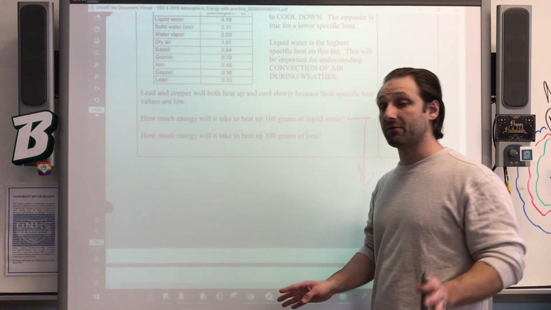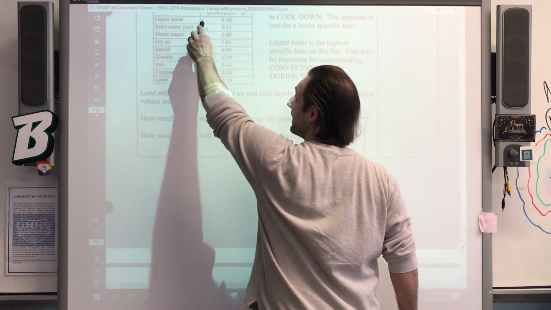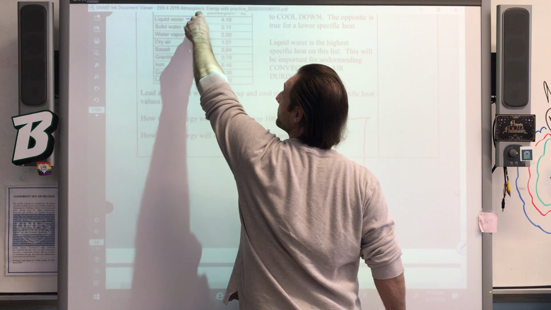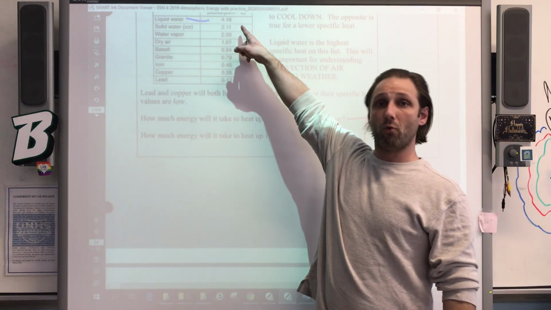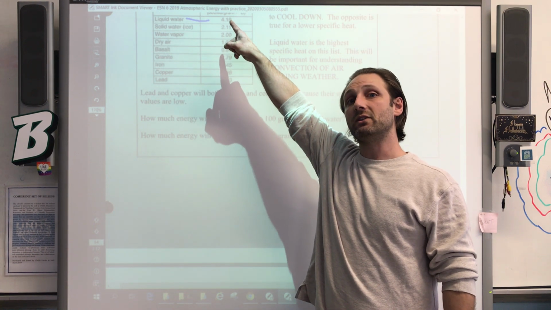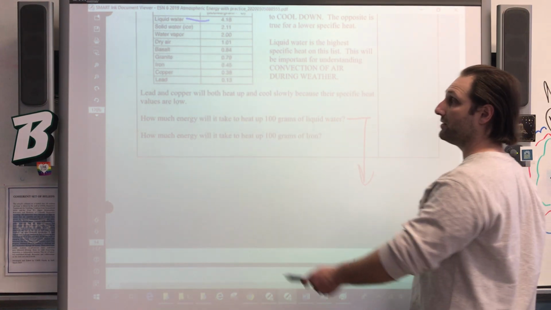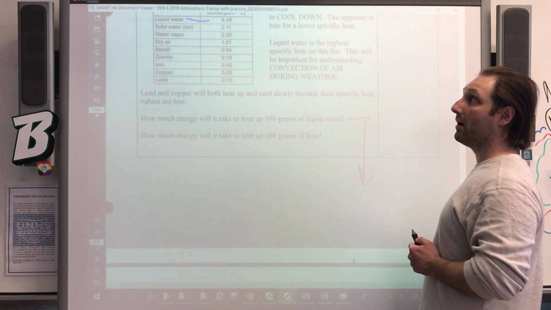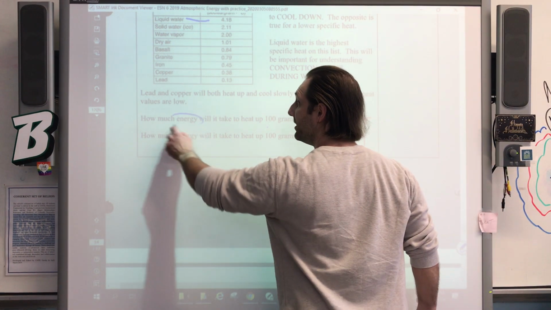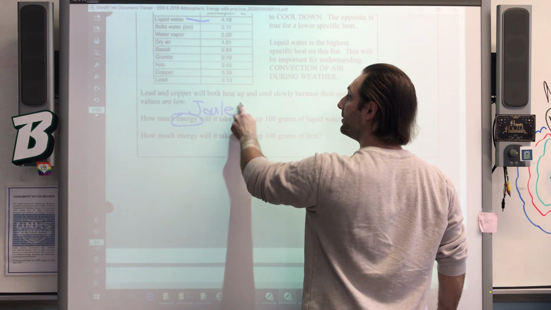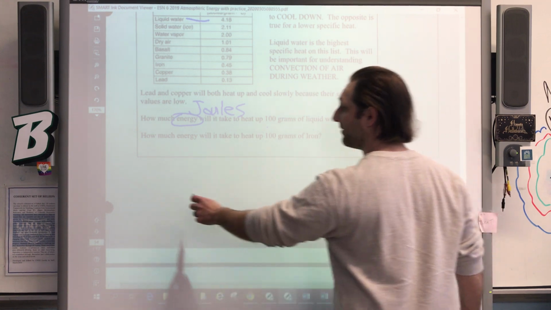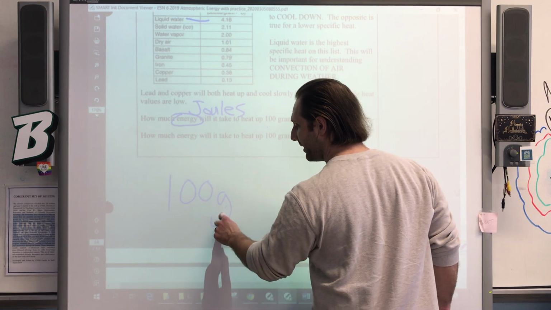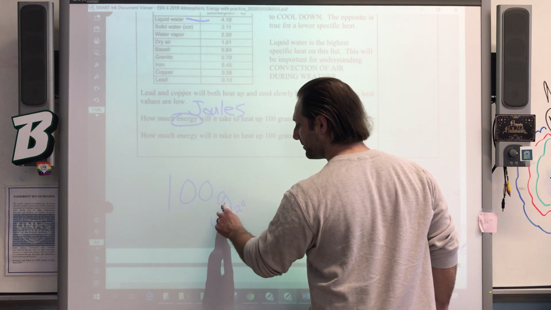Okay? Well, based on our specific heat values, we see that liquid water, and by the way, this is the same reference tables diagram that I showed you before, and hopefully this will line up better. There we go. Liquid water takes 4.18 joules per gram to raise it up 1 degree C. So if I want to raise this 100 grams up 1 degree C, I have to figure out how many joules of energy. So when we see energy, we're thinking joules. Okay? So down here I've got 100 grams of H2O.